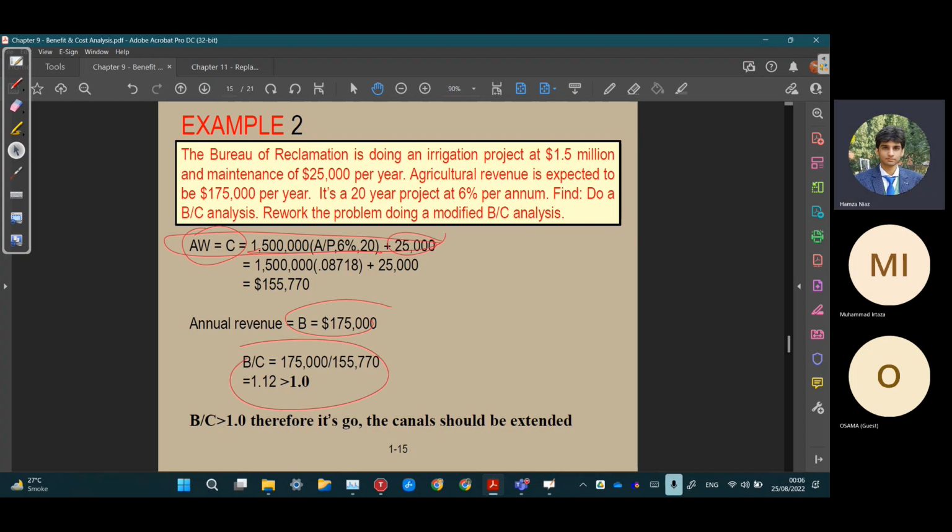And actually, they have done this is B by C. This is not modified B by C. In modified B by C, it would be like this: 175,000 minus 25,000 divided by 1.5 (P/A, 6%, 20 years). So this was modified B by C. This is actually B by C. This is not modified B by C they have done.